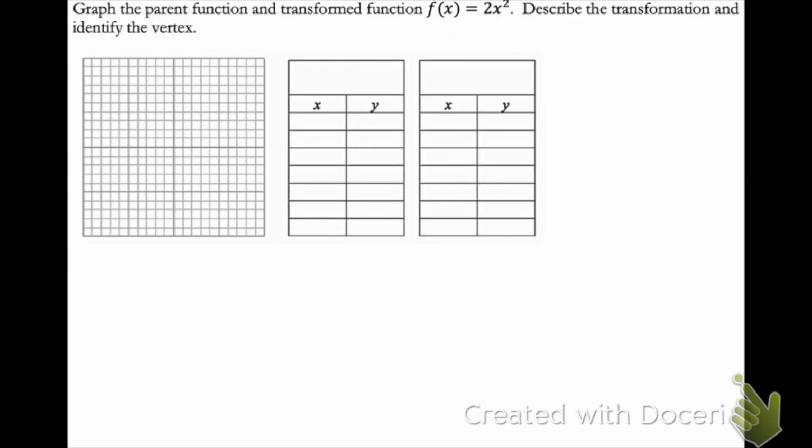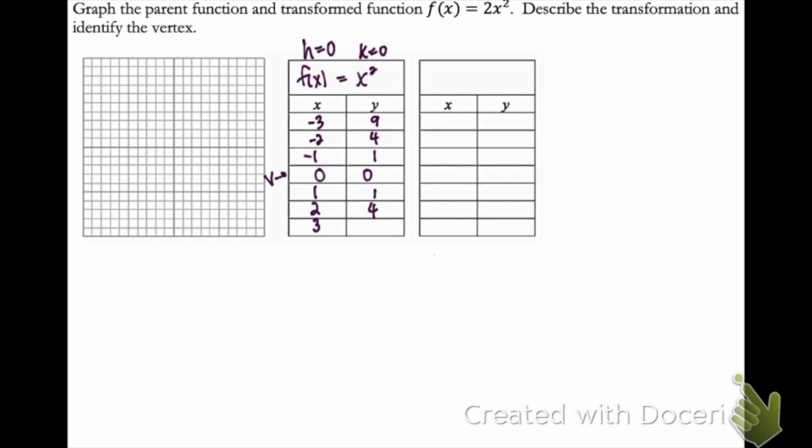Graph the parent function and the transform function f of x equals 2x squared. Describe the transformation and identify the vertex. Okay, so starting with our parent function, we just graphed an example like this earlier. So recall, we're going to put our equation up here in the top, and then we need to find our h and our k for the vertex, which is still just 0 and 0. Go by 1s in your x-axis, plug those in. You're going to always get 1, 4, and 9 for your parent function.